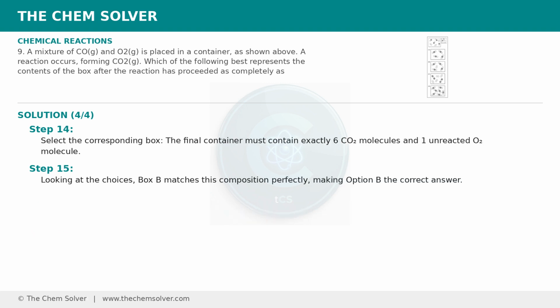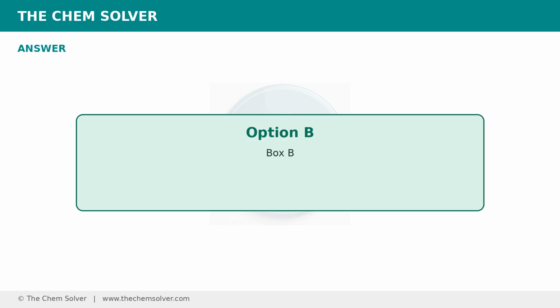Select the corresponding box. The final container must contain exactly 6 CO2 molecules and 1 unreacted O2 molecule. Looking at the choices, box B matches this composition perfectly, making option B the correct answer. The correct answer is option B, box B.